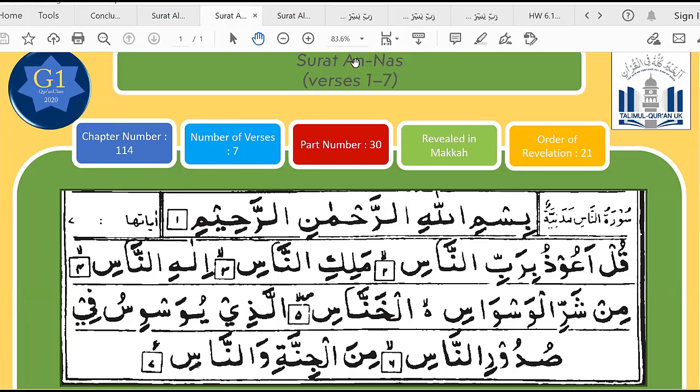Would you like me to pick another one? Yes, because it's very noisy. Yes, that's fine. Okay, I'll call G1007. Okay. G1007. Assalamu alaikum.